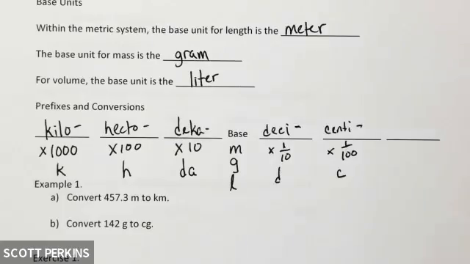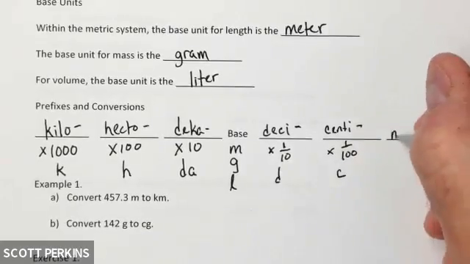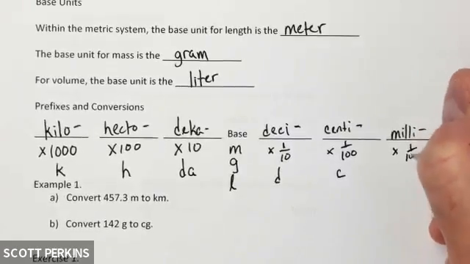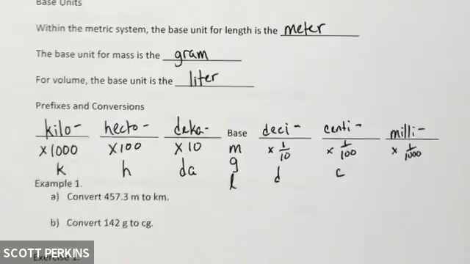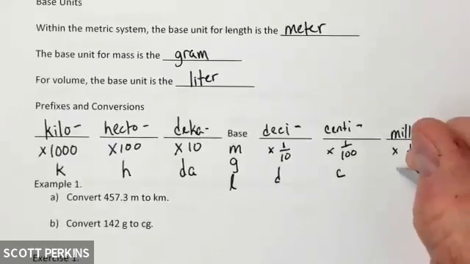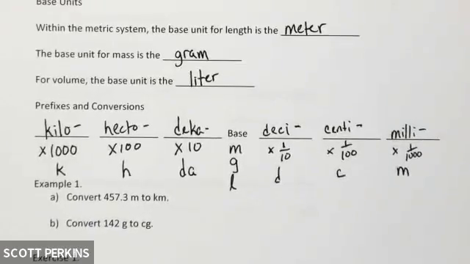And then the last one that we will concern ourselves with in here is milli, and that is 1,000th. And so if you're drinking a can of Pepsi or a can of Coke, whatever you prefer, a 12-ounce can is approximately equal to 355 milliliters. Okay, so 355 milliliters. So the letter for that is m.